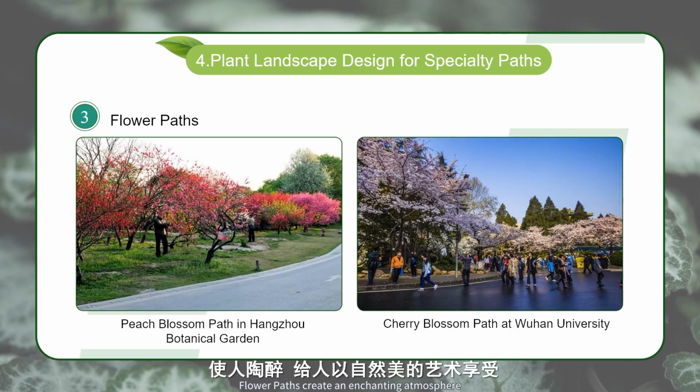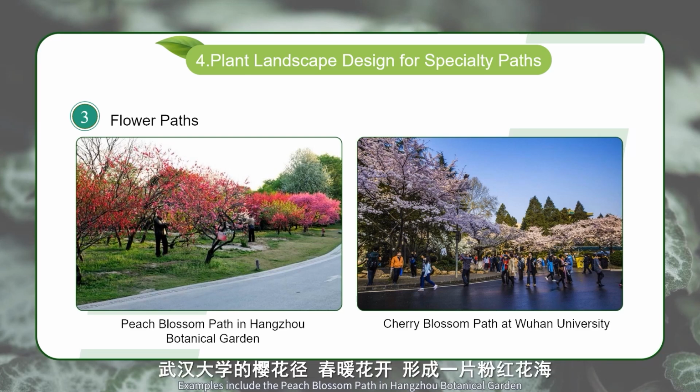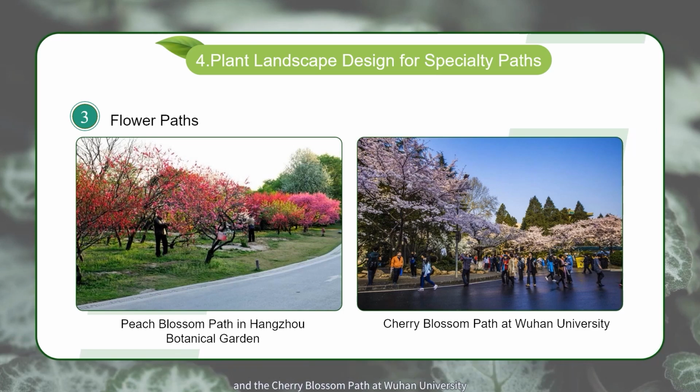Flower paths create an enchanting atmosphere through the vibrant colors and forms of flowers, offering an artistic enjoyment of natural beauty. Examples include the peach blossom path in Hangzhou Botanical Garden, where the blossoms are luxuriant and captivating, and the cherry blossom path at Wuhan University, which becomes a sea of pink flowers in spring.